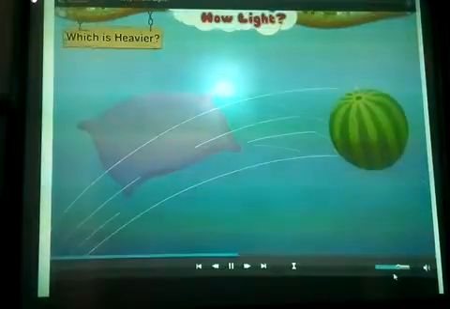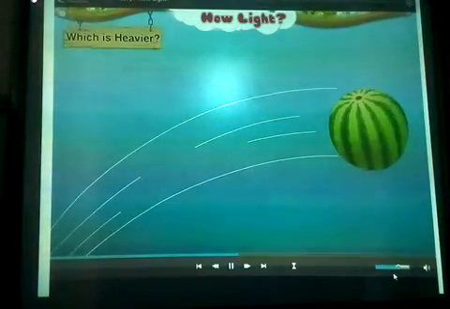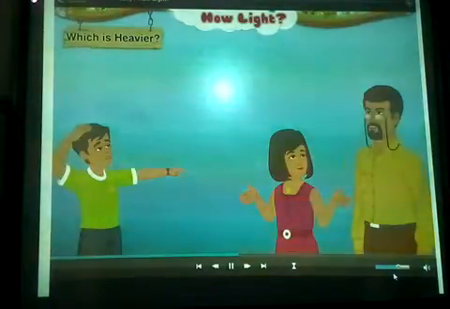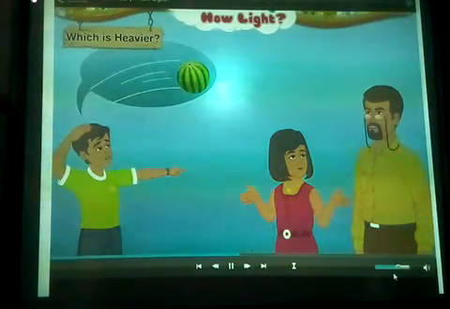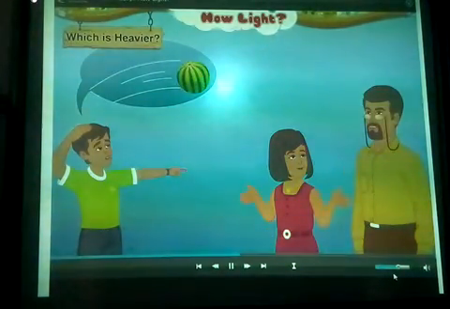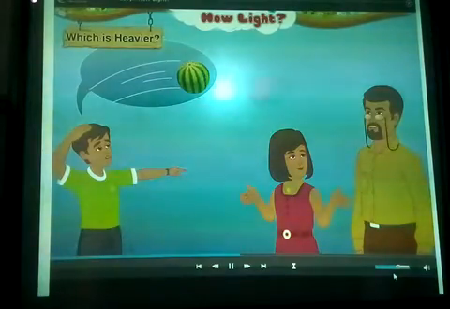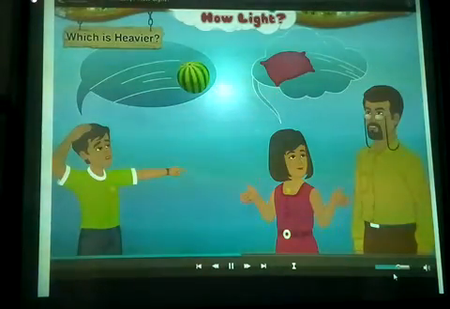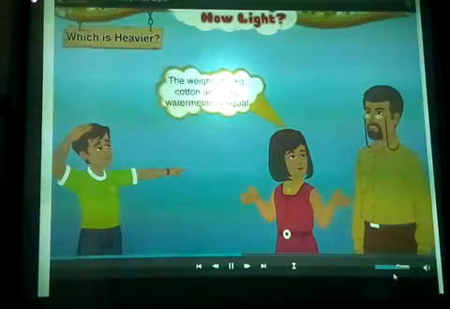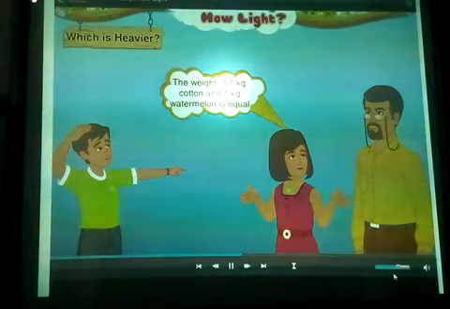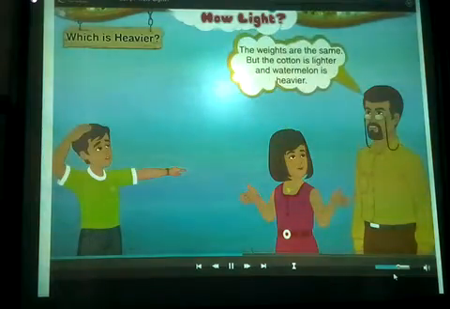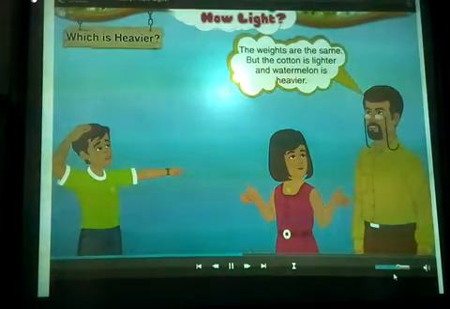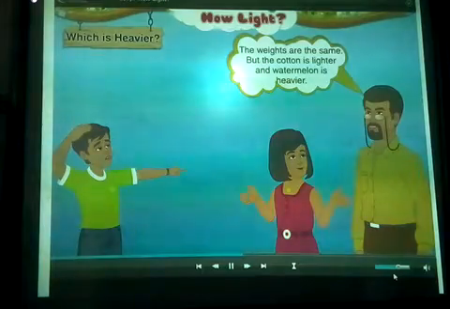Ouch! Mohan says, sir, she threw a 1 kg watermelon at me. Reena says, he threw a 1 kilogram pillow of cotton, so I threw a 1 kilogram watermelon. Yesterday you said that the weight of 1 kg cotton and 1 kg watermelon is equal. The weights are the same. But the cotton is lighter and watermelon is heavy.